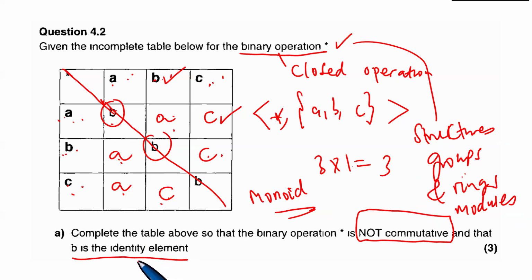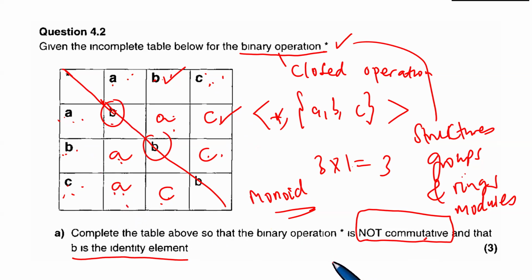However, in this case, we were given two hints. That is, it's not commutative. If it were commutative, it would mean that whenever we see A star C, the result would be the same as C star A. But obviously here it is not commutative, and therefore it has to be different.